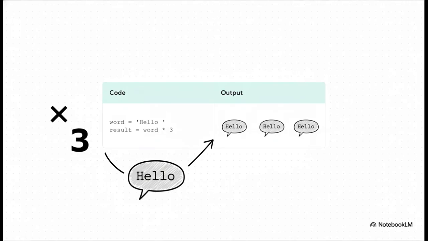For instance, if we take the string hello and multiply it by 3, Python doesn't do any math. No, instead it just concatenates that string with itself 3 times. And what do we get? Hello, hello, hello. It's a really simple but powerful little feature.